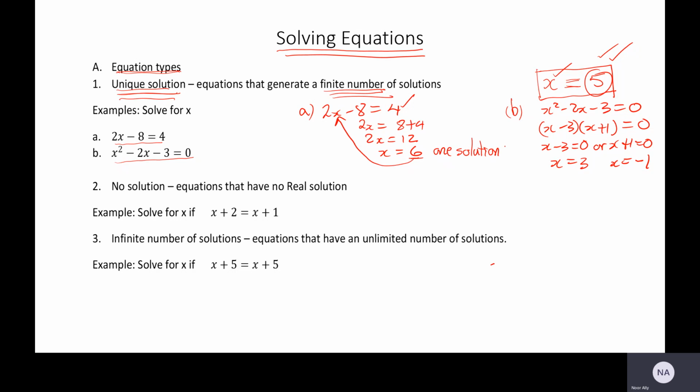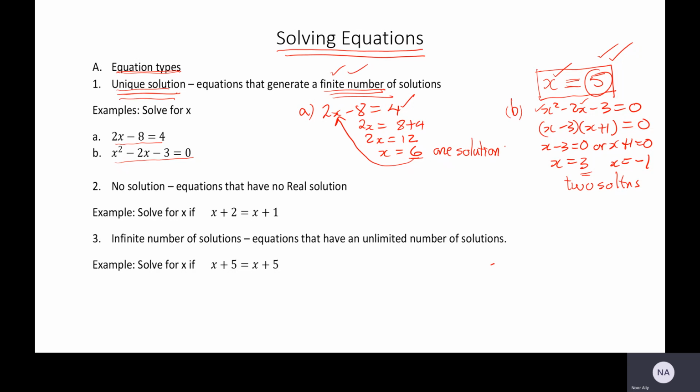We could double check that by substituting 3 into the original equation. If I take the 3 and put it in, x squared minus 2x minus 3, 9 minus 6 minus 3 gives me 0, and likewise with minus 1. But again, there's only two solutions here, so there's a definite, finite number of solutions.